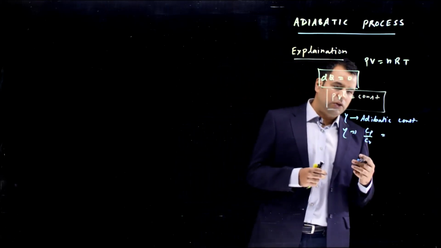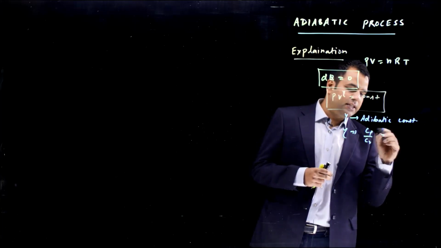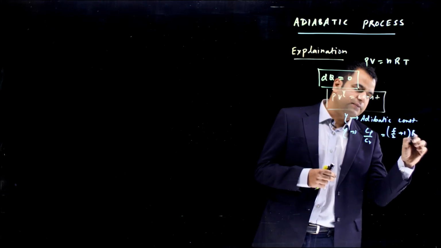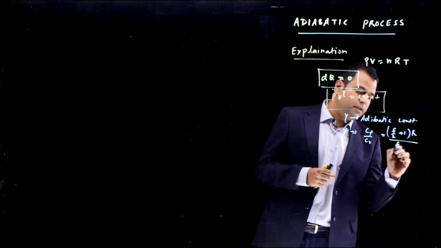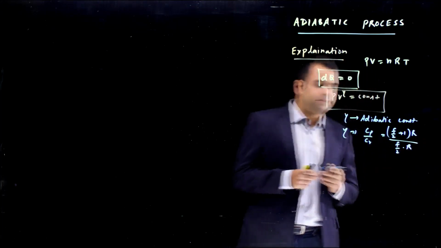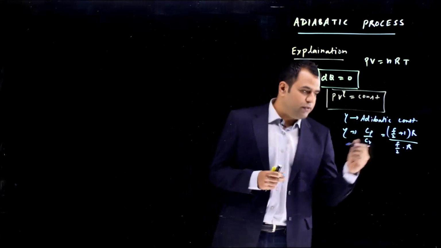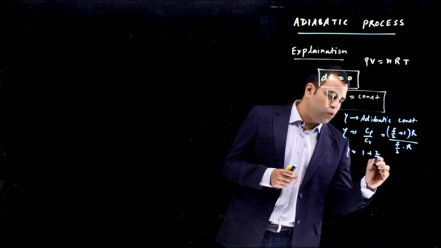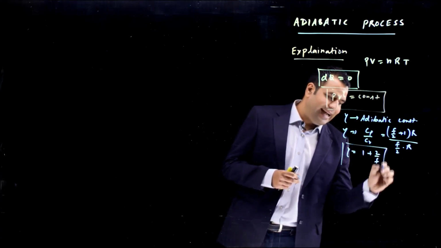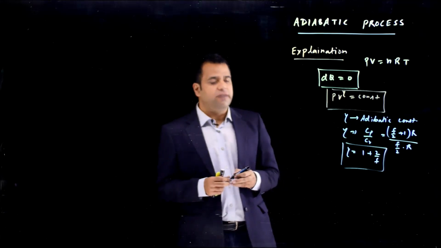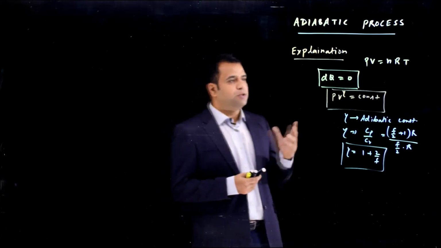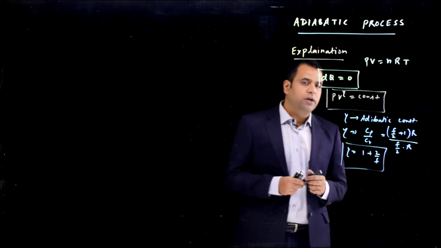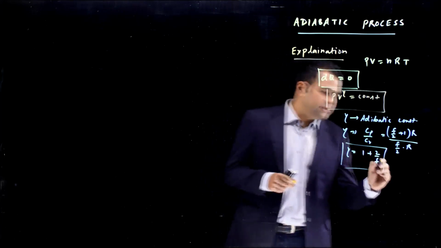If you put the value of Cp and Cv into the equation, Cp is (F by 2 plus 1) times R, and the Cv, if you remember, was F by 2 times R. So if you rearrange this equation, gamma will convert into 1 plus 2 by F. As you can see, this F is the degree of freedom, and the degree of freedom only depends upon the gas, what kind of gas you are using, meaning whether this gas is a monatomic gas or diatomic gas or polyatomic gas.